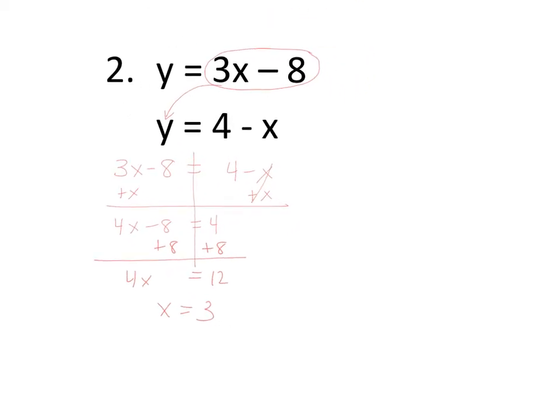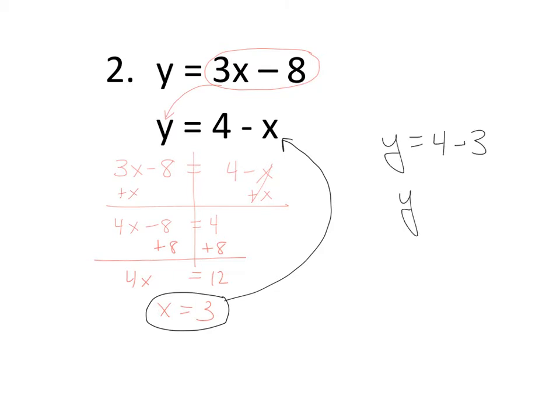Now again, we still have to come up with the y value. So I'm going to take this, and we can plug it into either one. It doesn't matter. In this case, I'm just going to plug it into the second one. So I have y equals 4 minus 3, or y equals 1. So my final answer here will be 3, 1. Okay? All right, let's go to the next page.